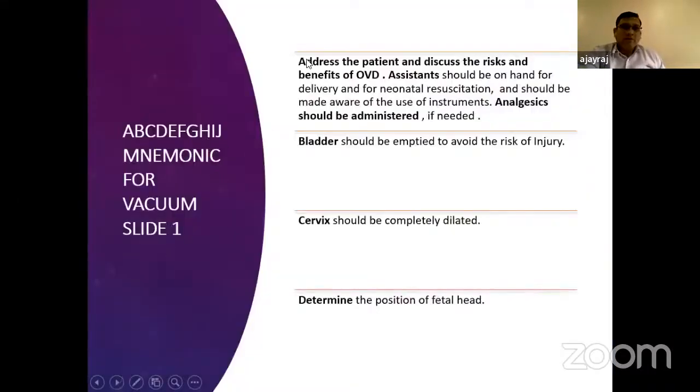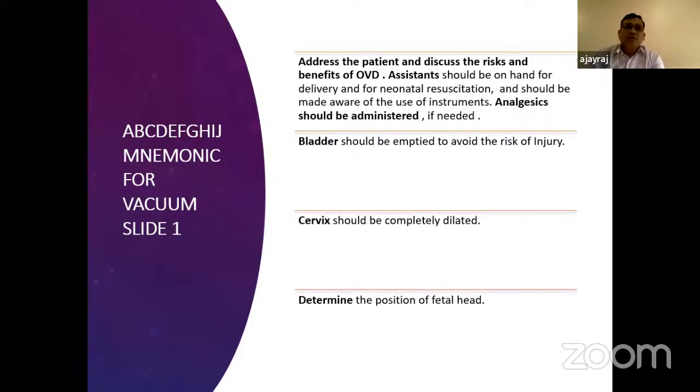ABCDEFGHIJ mnemonic for vacuum, slide 1. As we have seen in forceps delivery, in vacuum delivery also, we have to instruct the patient and discuss the risks and benefits of operative vaginal delivery. Assistants should be on hand for delivery and for neonatal resuscitation, and should be made aware of the use of the instruments, how they are used, and what is to be done, because they are used to normal deliveries and cesarean sections and other procedures. But where there is a game of life and death, that is operative vaginal delivery, the operator should be courageous and the staff should have knowledge and be confident.